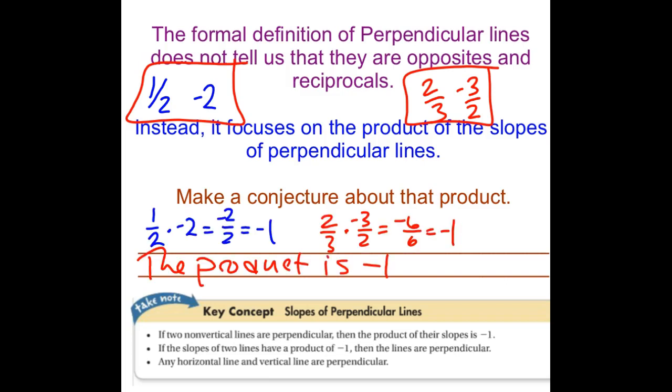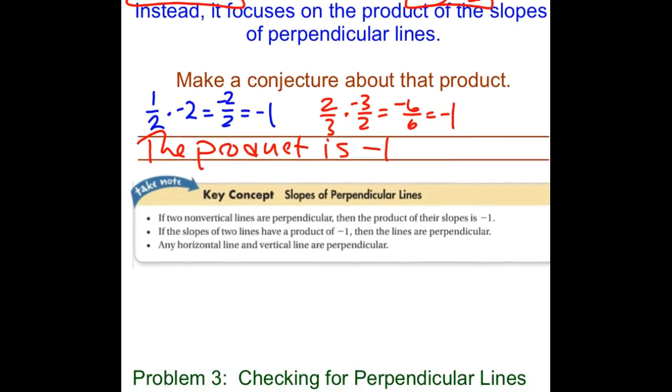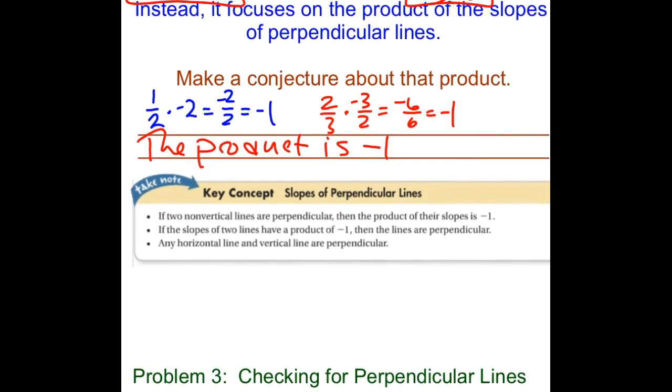All right, you can check my answers. I actually took them and I multiplied them. When I took 1/2 times -2, I got -1. When I took 2/3 times -3/2, I got -1. So the conjecture that I make is that their product is -1. And if we look down below here in our key concept box, it actually talks about that as well. So if we have two non-vertical lines that are perpendicular, then the product of their slopes is going to be -1.